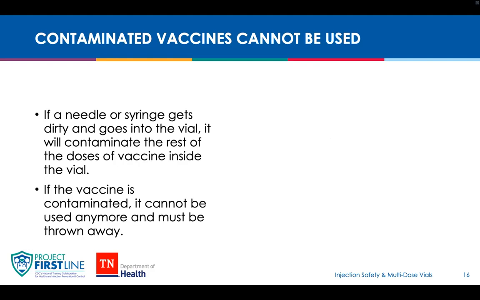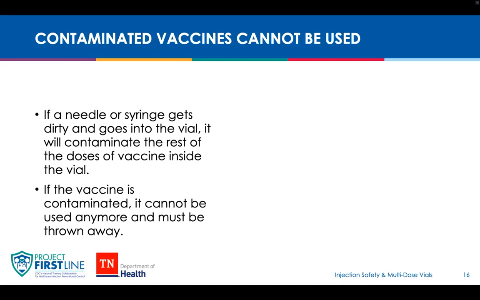Contaminated vaccines cannot be used. If a needle or syringe is reused or dirty and goes into the vial, anything that's on the needle or syringe will get into the vial and contaminate the rest of the vaccine inside. If the vaccine is contaminated, it can't be used anymore and it has to be thrown away.